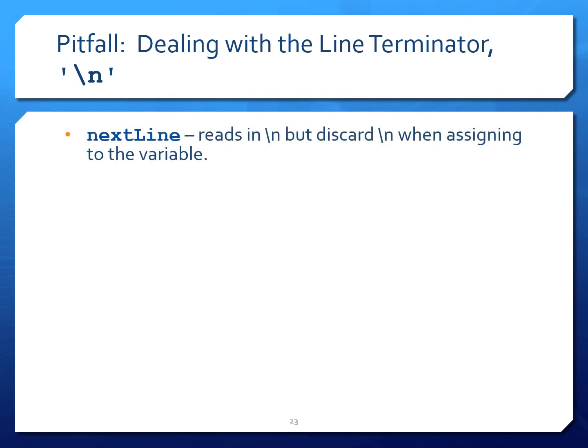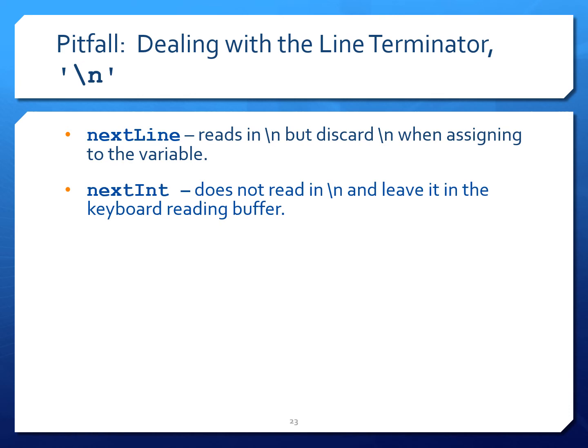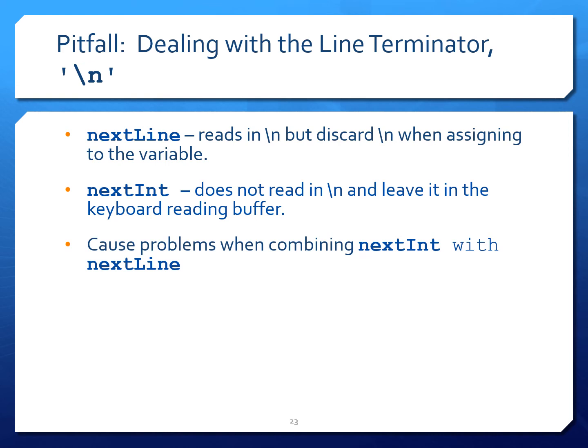The nextLine method reads in \n, but discards \n when assigning to the variable. The nextInt method does not read in \n, and leaves it in the keyboard buffer after reading the integer. This can cause problems when we combine nextInt with nextLine methods in code.